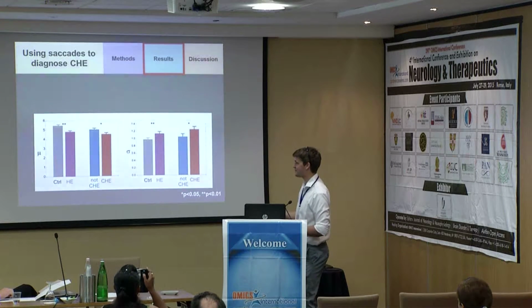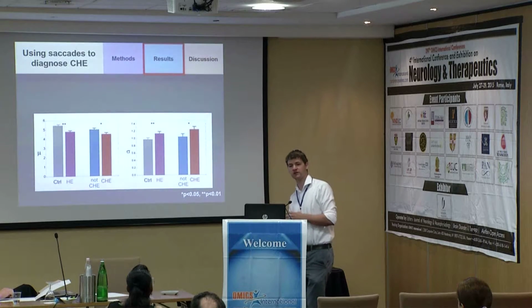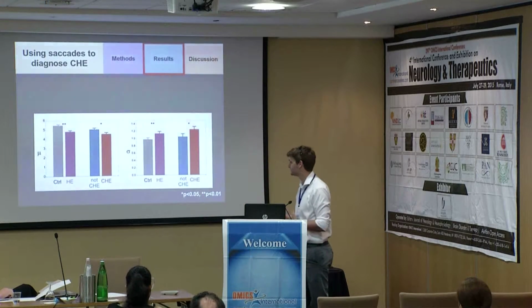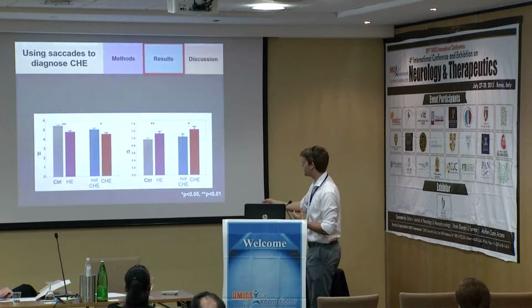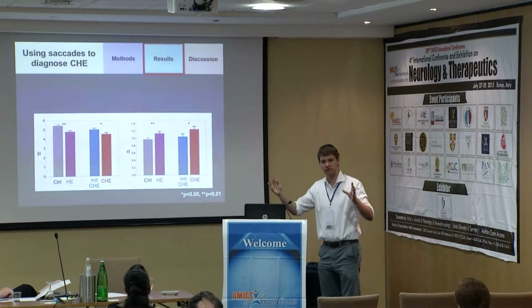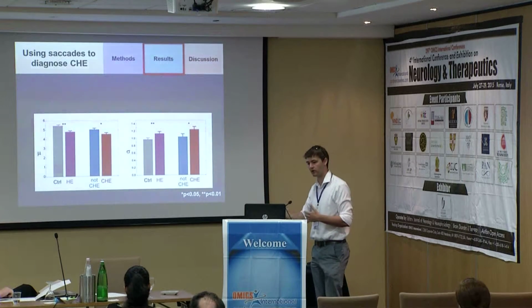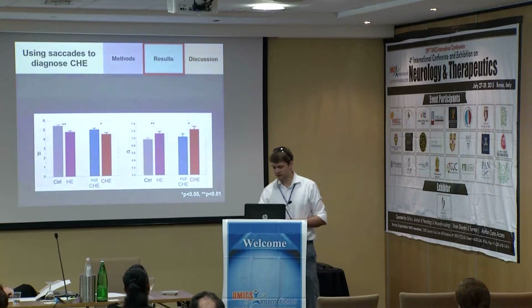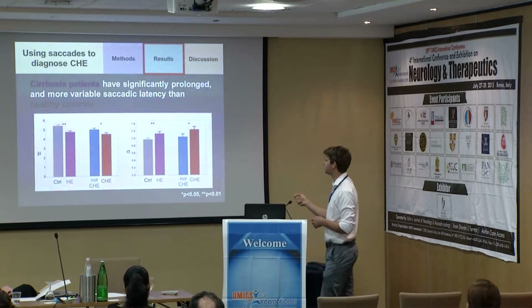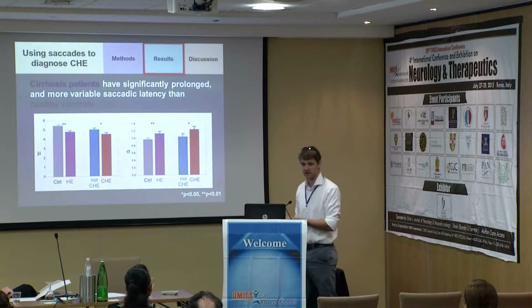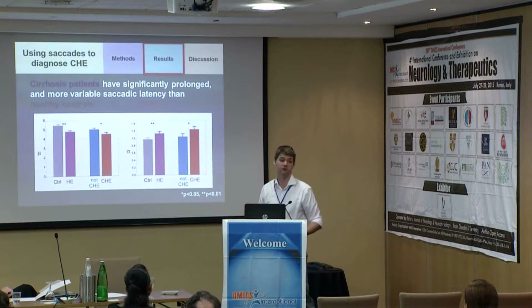Okay? Basically, what I'm saying is that if you have cirrhosis, you're more likely to have prolonged latency, prolonged reaction times. Equally, if you look at sigma, this is our spread of our distribution, the saccades are more variable as well. The latency is more variable from trial to trial. So we can say here that cirrhosis patients have significantly prolonged and more variable saccadic latency than healthy controls. That was the first thing that we found.